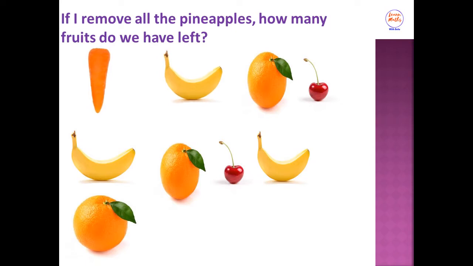1, 2, 3, 4, 5, 6, 7, 8, 9. So we have how many fruits left? 9 fruits. So this is just the simple meaning of what subtraction is.